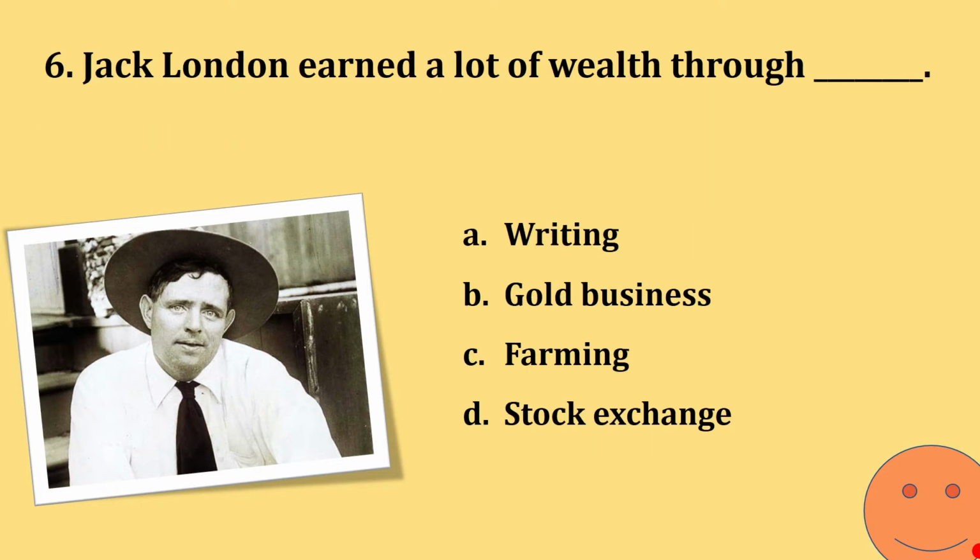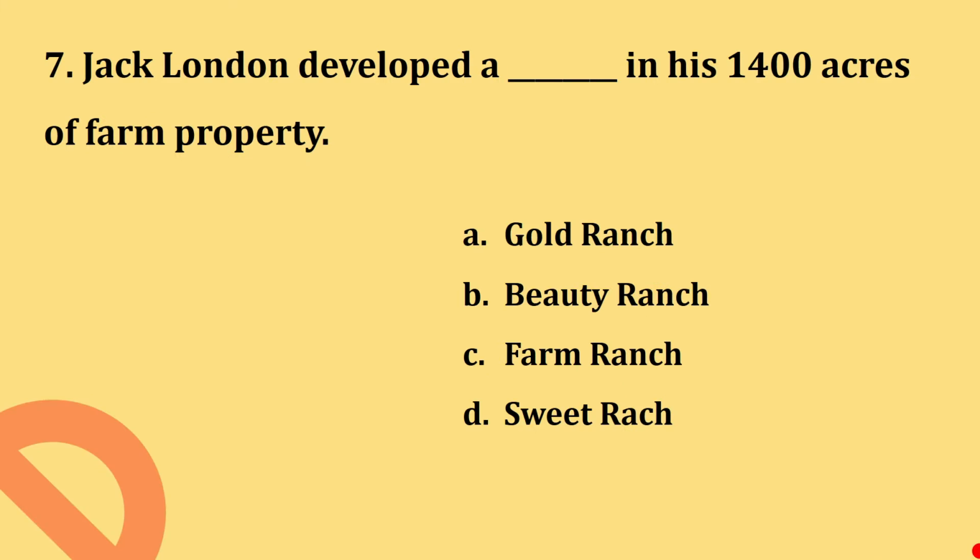Number 6, Jack London earned a lot of wealth through A, writing, B, gold business, C, farming, D, stock exchange. Correct option is A.